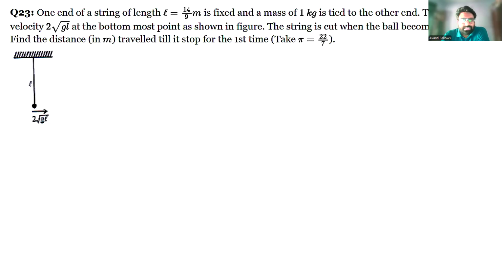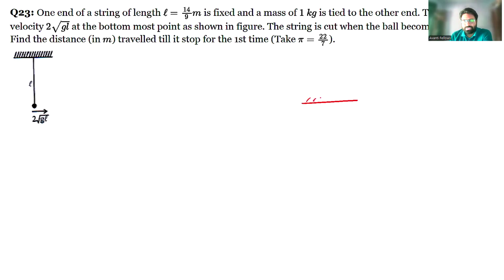Now, one end of a string of length L is fixed and a mass of 1 kg is tied to the other end. The ball is given a velocity 2 root gl at the bottommost point as shown in the figure. The string is cut when the ball becomes horizontal. Find the distance traveled till it stops for the first time.